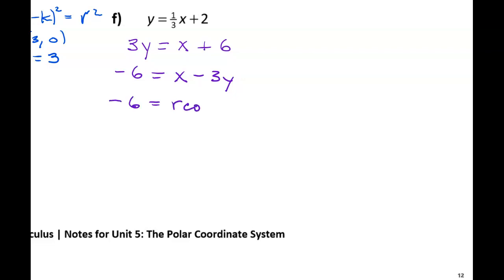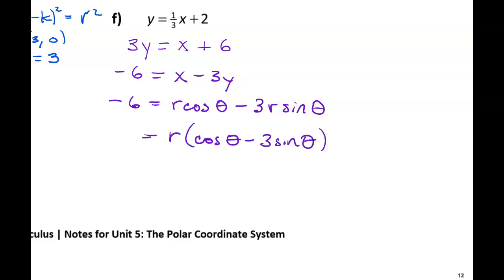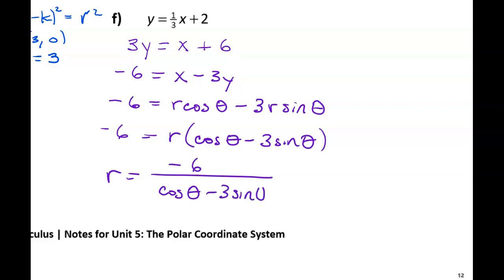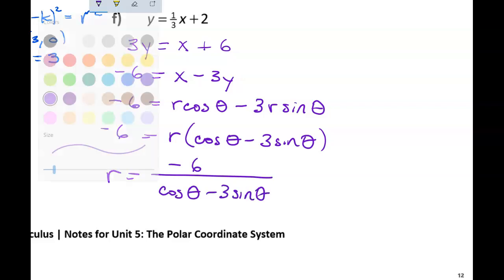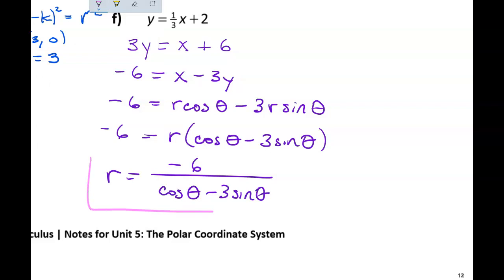And then the x is r cosine theta, and the y is r sine theta. Now factor out the r, and we have cosine theta minus 3 times the sine of theta. And r is equal to negative 6 over the cosine of theta minus 3 times the sine of theta. And there's the equation of our line.